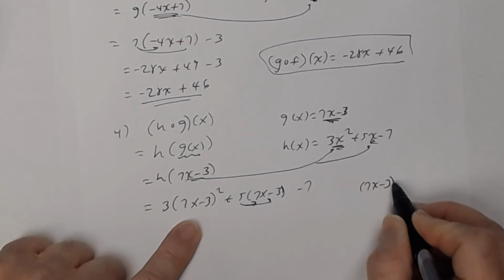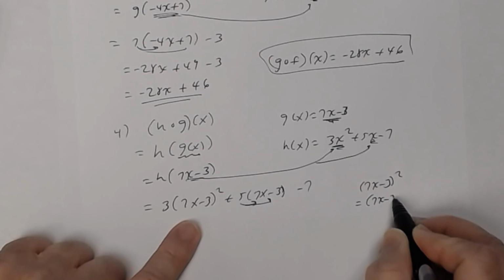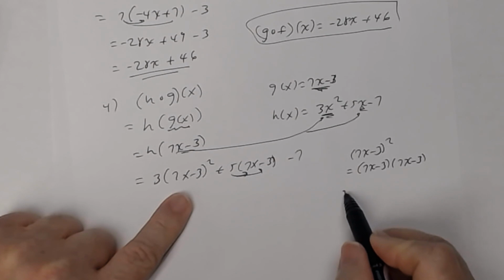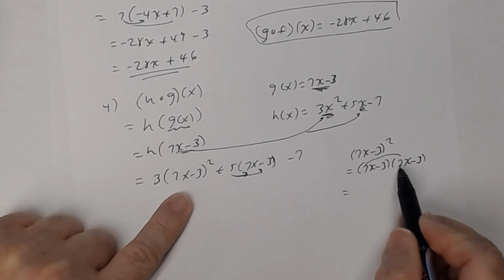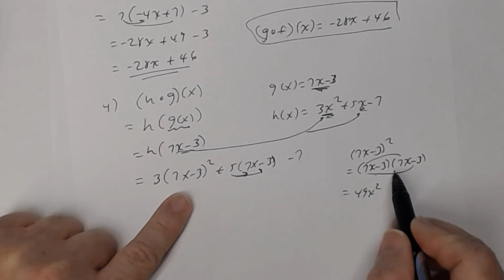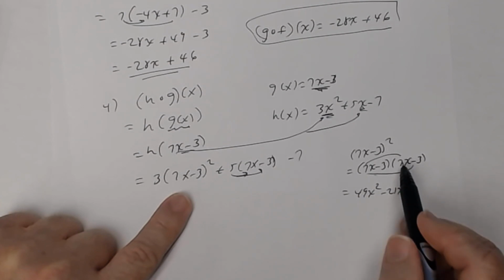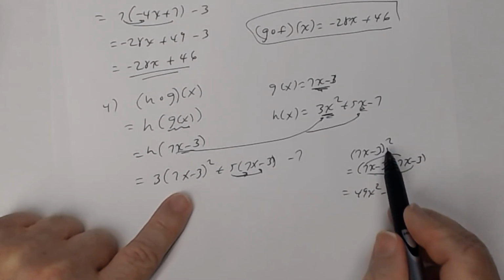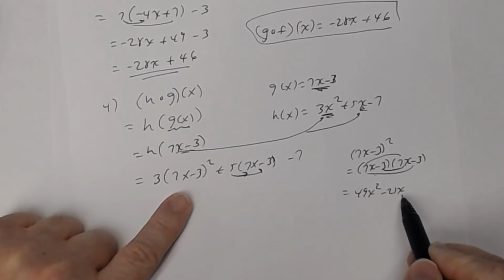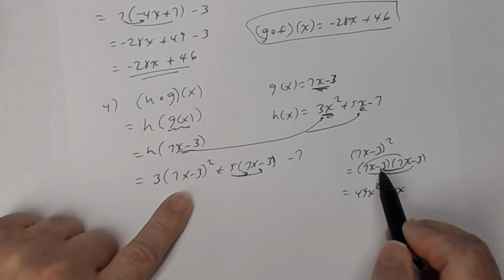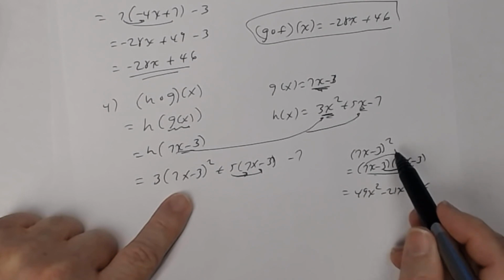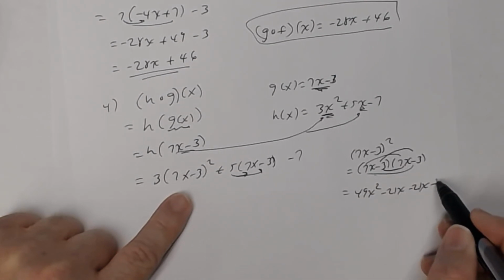So 7x minus 3 squared means 7x minus 3 times itself. So notice I'm multiplying two binomials, so I can use the FOIL method. First times first, 7x times 7x is 49x squared. The outer, 7x times a negative 3 is a negative 21x. Now remember, whenever you square a binomial, the outer and the inner are going to be identical. So if this is 21x, then the inner needs to be negative 21x also. Negative 3 times 7x, negative 21x. And then the last, a negative 3 times a negative 3 is a positive 9.